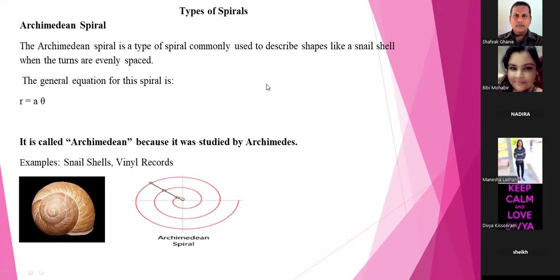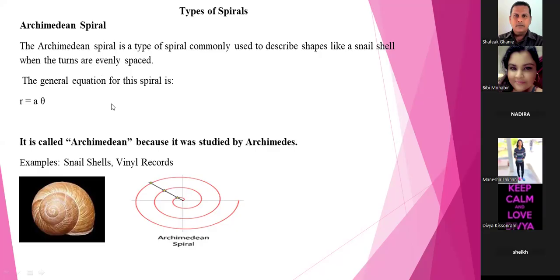Now, we're going to look at some types of spiral. In this presentation, we have 3 of them. The first one we have there is the Archimedean spiral. Now it states the Archimedean spiral is a type of spiral that is commonly used to describe shapes like a snail shell when the turns are evenly spaced.